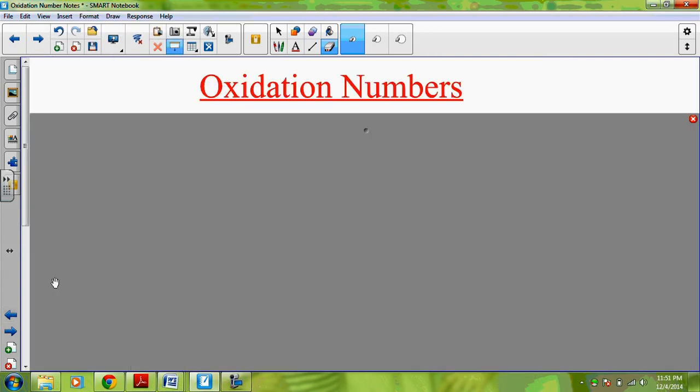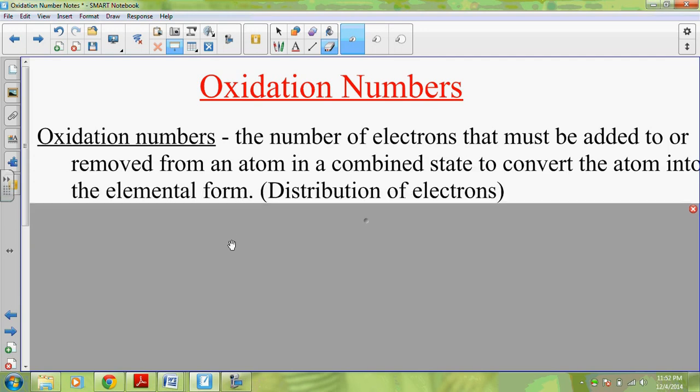So before we talk about how to figure out oxidation numbers, we want to know why we worry about them in chemistry. Well, in the book, you're supposed to take notes about what oxidation numbers were. You guys are supposed to practice them. And in the book, oxidation numbers is defined as the number of electrons that must be added to or removed from an atom in a combined state to convert the atom into the elemental form. Whew. Okay, a little crazy, way too much for us.